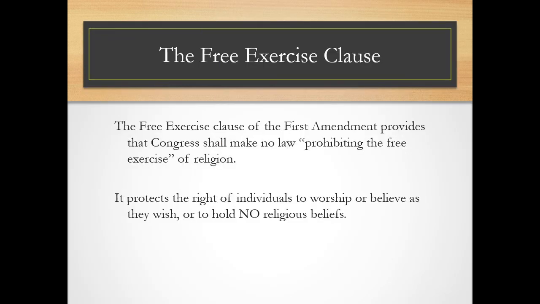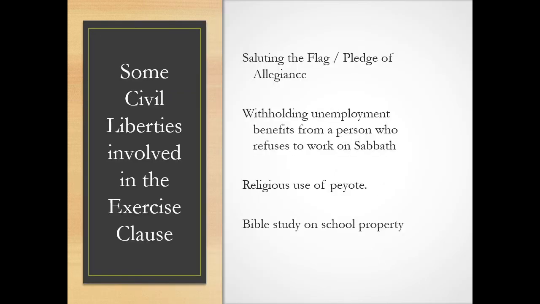And so then the next we come to is the Free Exercise Clause. The Free Exercise Clause of the First Amendment provides that Congress shall make no law prohibiting the free exercise of religion. So it protects the right of the individuals to worship or believe as they wish or to hold no religious belief. And so some examples would include saluting the flag, the Pledge of Allegiance, withholding unemployment benefits from a person who refuses to work on the Sabbath, the religious use of peyote in Native American visioning quests.